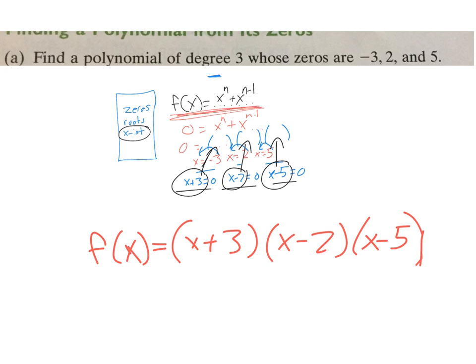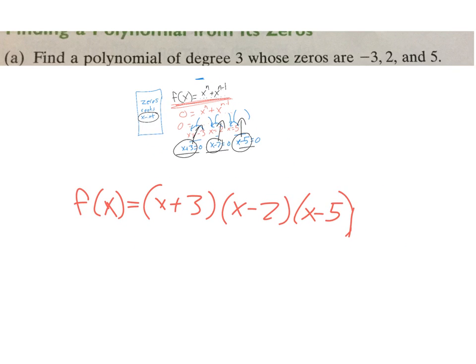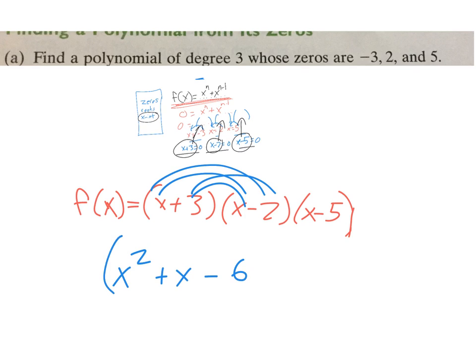But let's distribute it just to be careful, just to be sure that it's going to work out. Because just like we did with the rational functions, you're going to need both forms. So this will be good practice to go ahead and practice distributing. Okay, x times x is x squared. X times negative 2 is negative 2x. 3 times x is positive 3x. So I've got negative 2x, positive 3x. Those combine to give me positive x. 3 times negative 2 is negative 6. And I'm left with x minus 5.